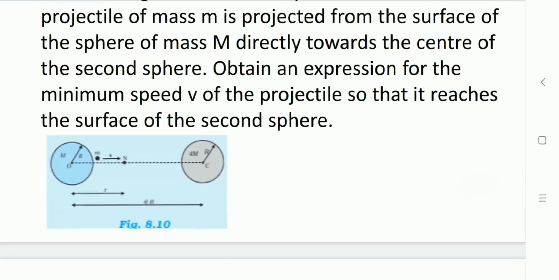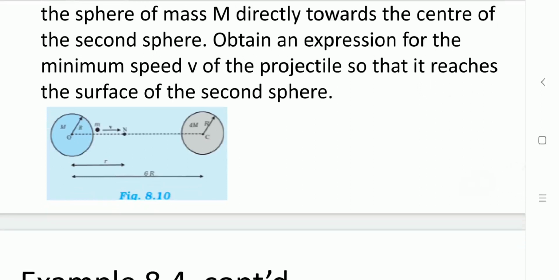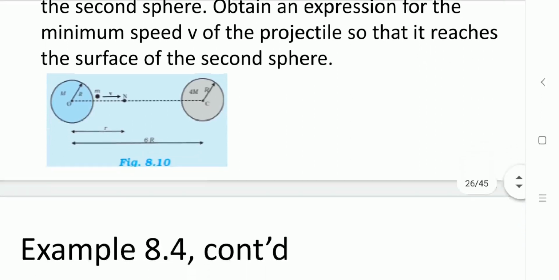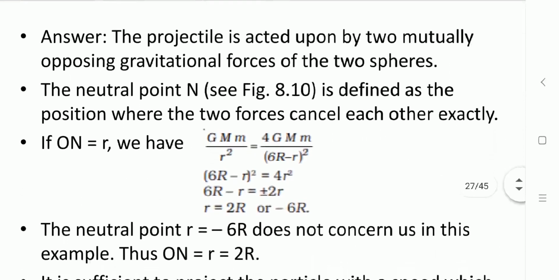Both have different masses, M and 4M, and radius r. Both are separated by 6r. Let us solve this example. We are going to calculate the minimum speed v. Here the projectile is acted upon by two mutually opposing gravitational forces of the spheres. Let us take a neutral point N.